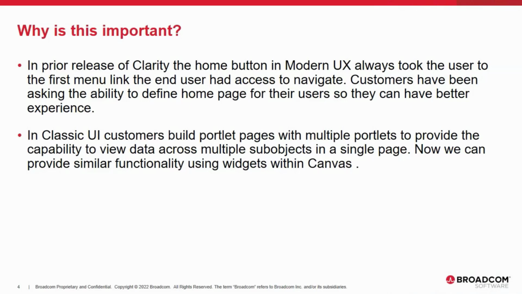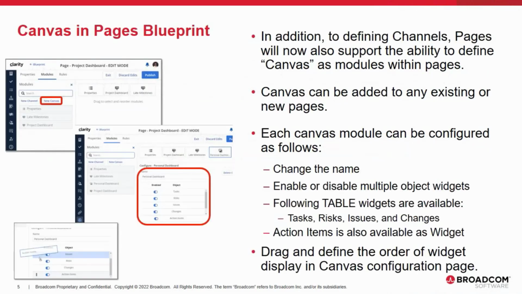In addition, the customers would also create portlet pages with multiple portlets to pull in data across different investments and objects in a single place to view the data. Now, using the canvas capability and widgets within those canvases, the customers can use similar functionality in Modern UX. So let's first talk about the canvases in the pages and how you can configure them using Blueprint.